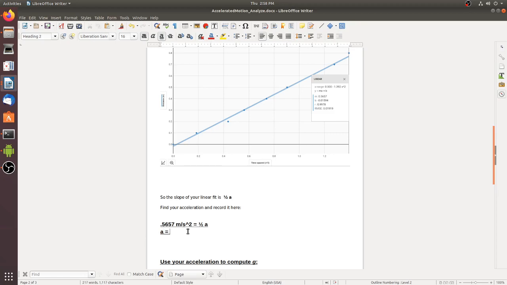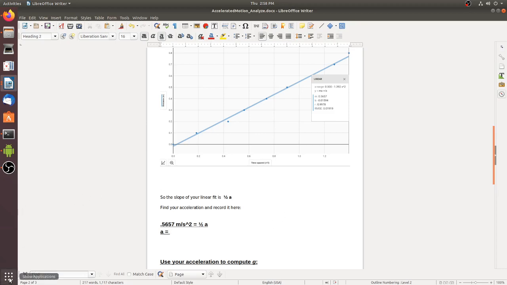Hey Google, what's 2 times 0.5657? The answer is 11,314. Well, that's not right. Your phone is not connected to a Wi-Fi network, so I can't help you with that at the moment.